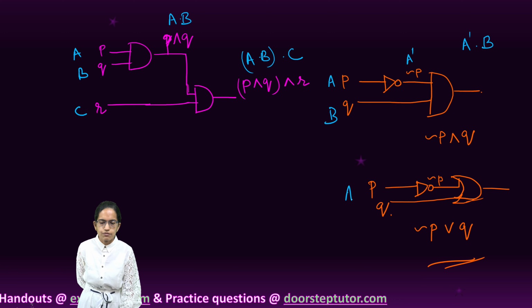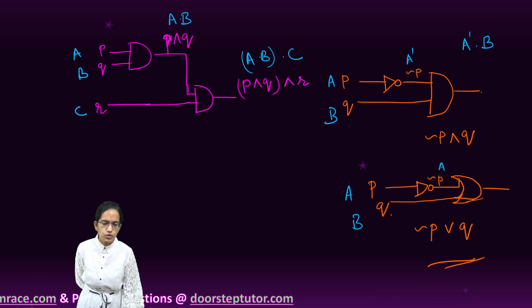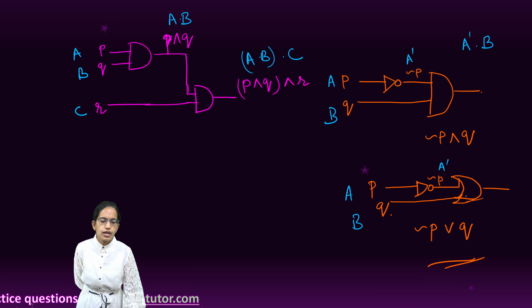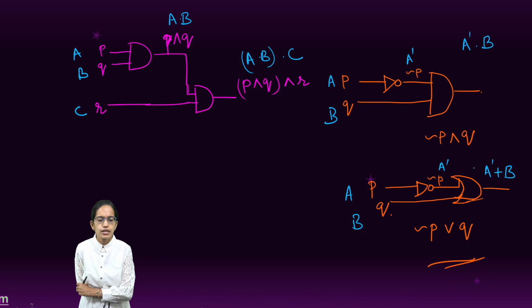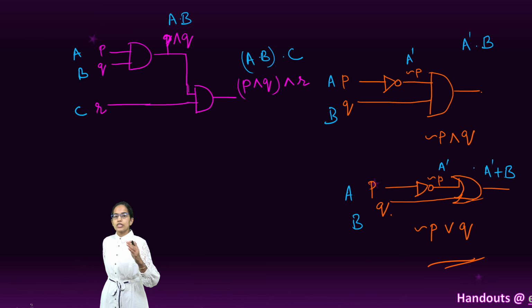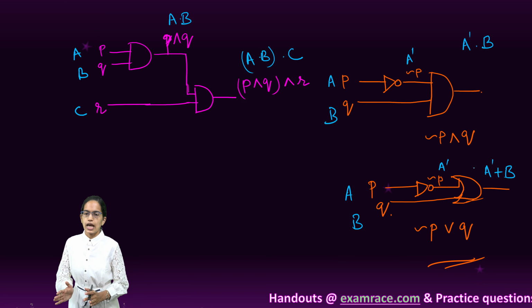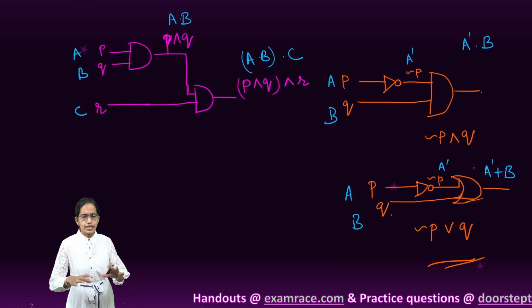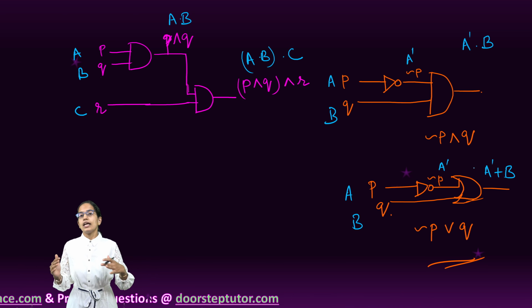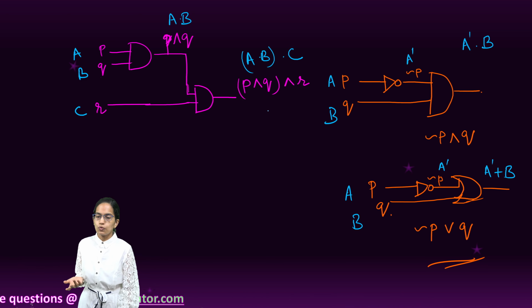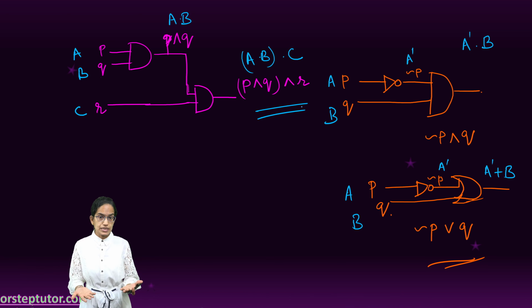In this case, it would be NOT A or B. So this would be A dash or A bar, and then OR, so this would be A dash plus B as the final output. So the same thing I am representing with the symbolic logic and the Boolean logic, and there can be various combinations of gates which are arranged either in series or in parallel, and then you are asked to find out what would be the representation for the same.